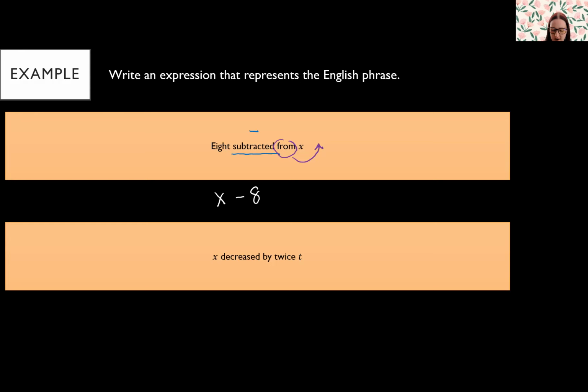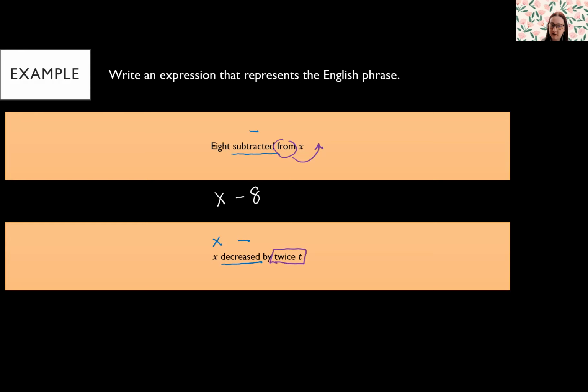The next one we have here is X decreased by twice T. So this is another phrase, so there's no equal sign here. And decreased is another word that means subtraction. And decreased by, that's just going to be in the same order, so you don't have to reverse it. So we just translate it left to right. So we have X, we have the word decreased, and then we have to translate this twice T.